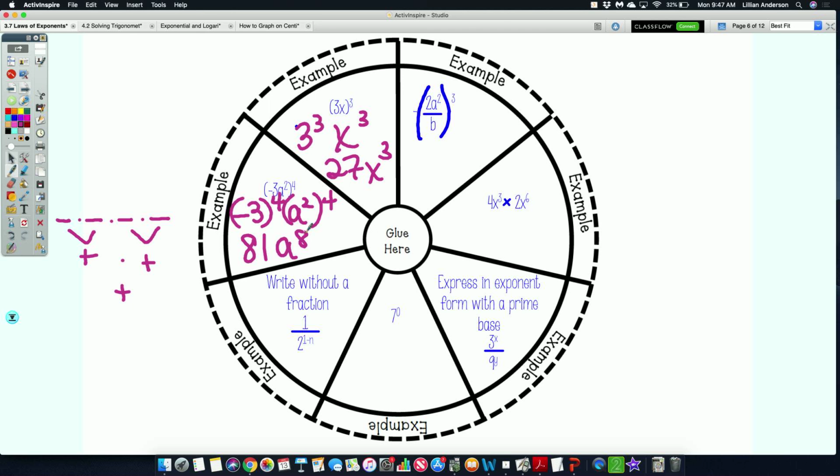Continue around in the counterclockwise fashion. We have your negative exponent rule. Now, this question is a little bit different. Instead of just giving you an expression that has a negative power and you write it with a positive exponent, I'm asking you to write this without a fraction. This is 1 over 2 raised to the 1 minus n power.